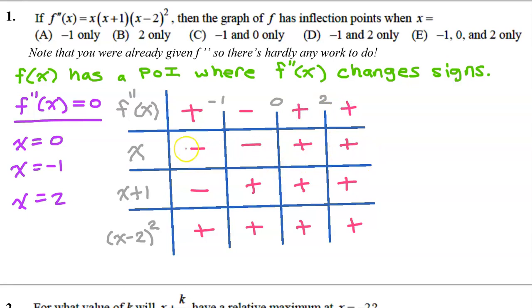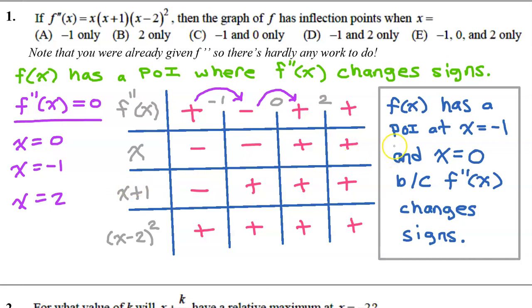So we are looking for where f double prime changes signs. So we're going from positive to negative. So we have a sign change at -1. We are going from negative to positive. So we have a sign change at 0. And there is no sign change at 2, because you're just going from positive to positive.